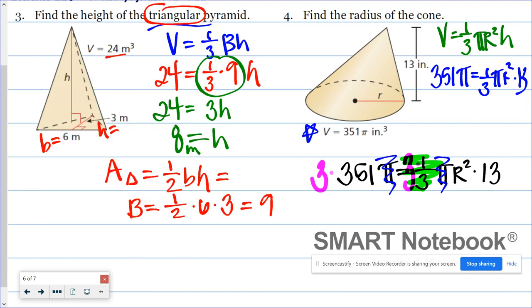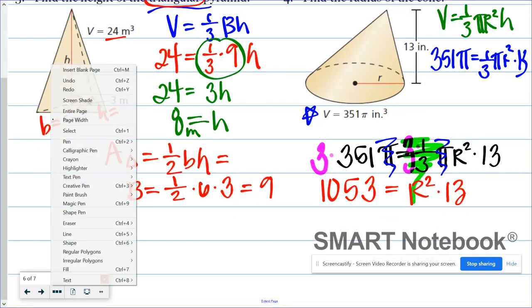So now we have, let's see, 1053 is equal to r squared times 13. So to get r squared all by itself, we would need to divide both sides by 13.